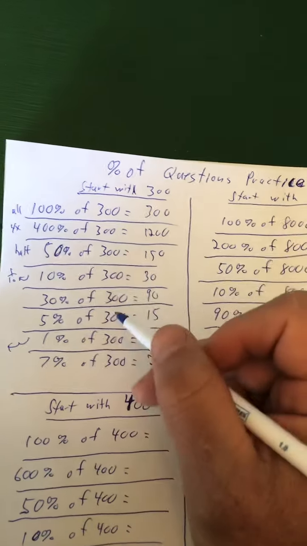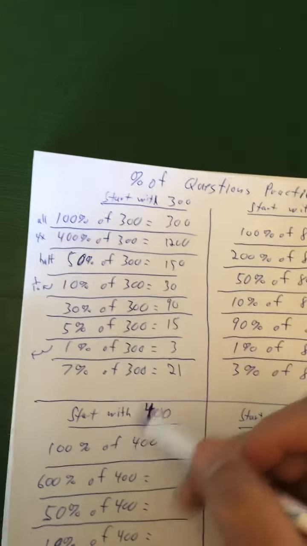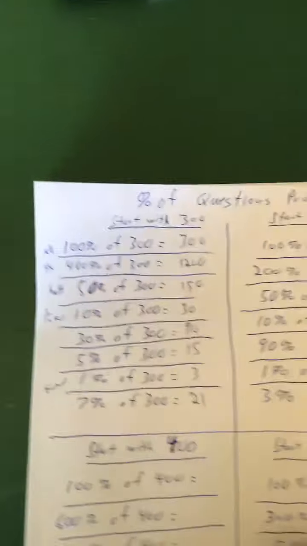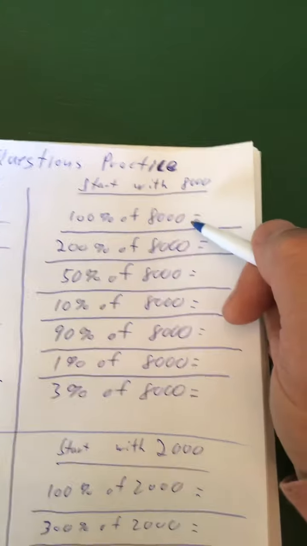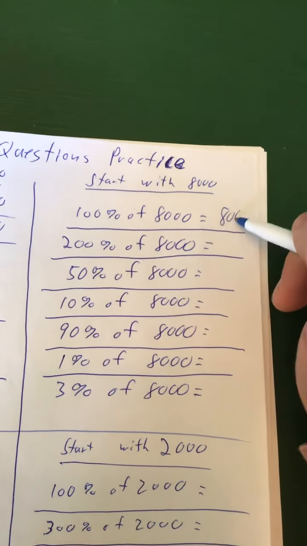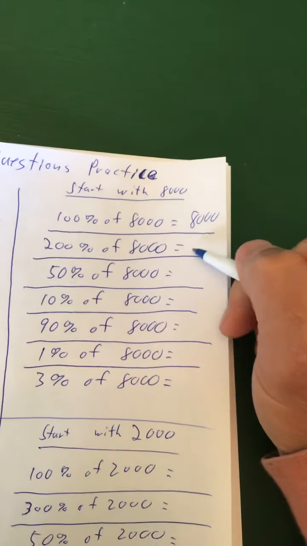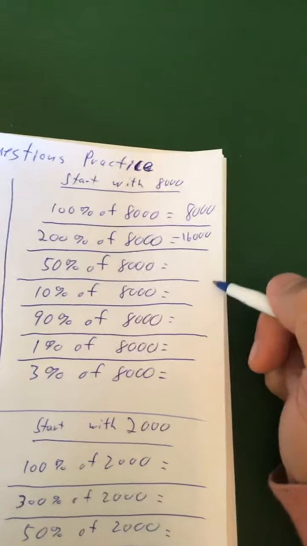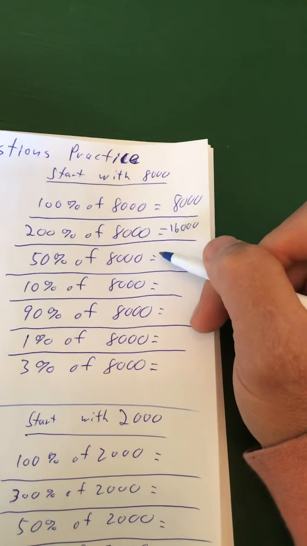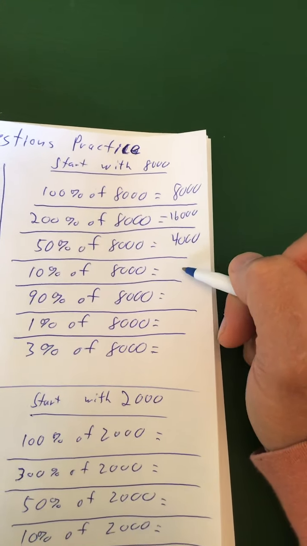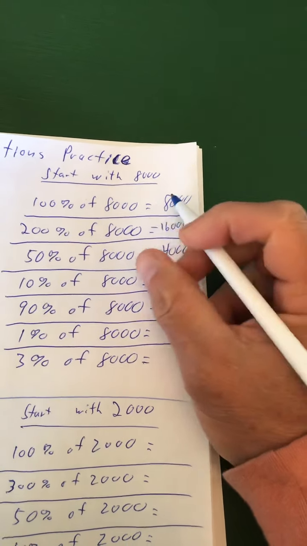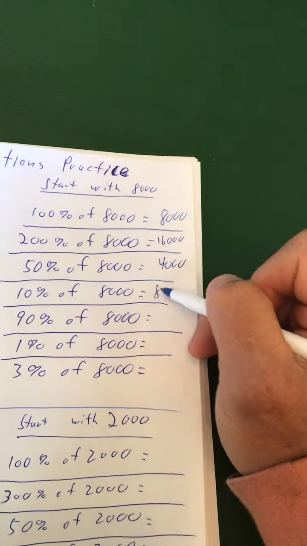This is percent of questions with easy numbers, for double checking, or just do it in your head when you don't show work. So here, 100% of 8,000 is 8,000. 200% would be 16,000, times 2. 50% would be half, that'd be 4,000. 10% would just move it over 1, cover 1 zero. That's going to be 800.